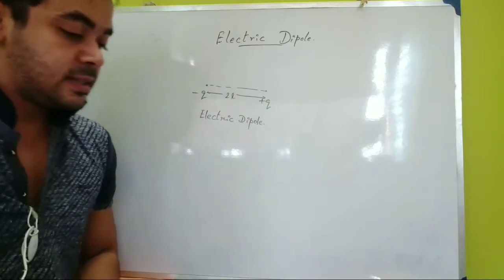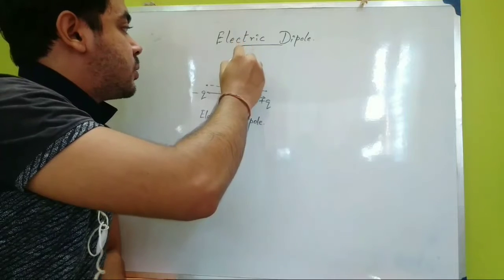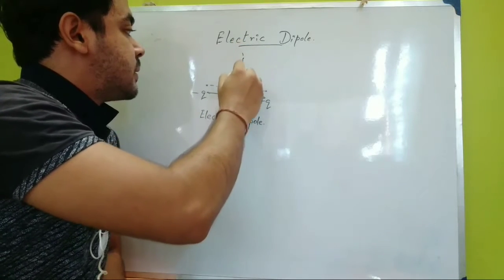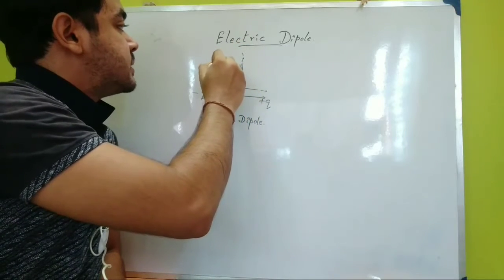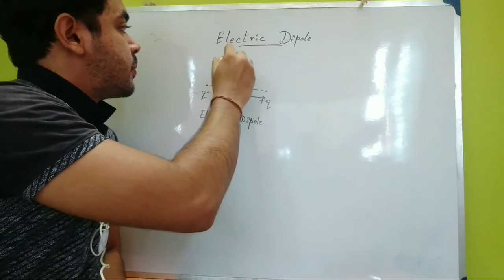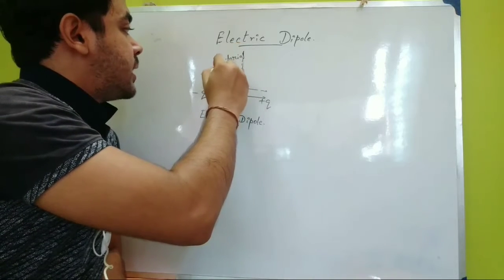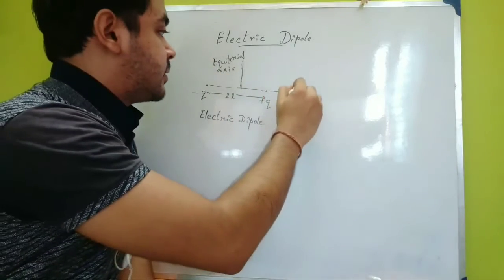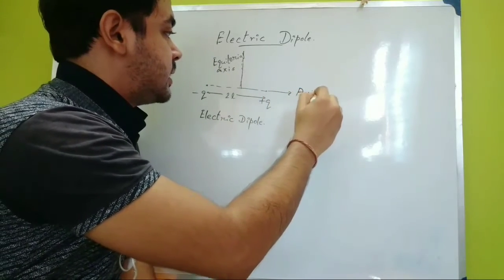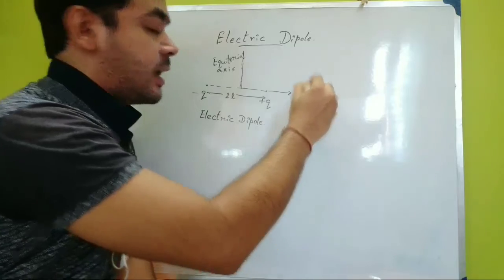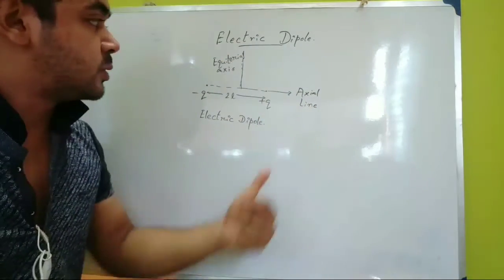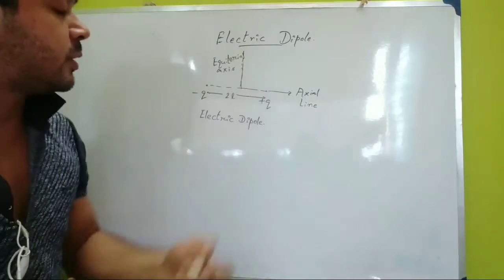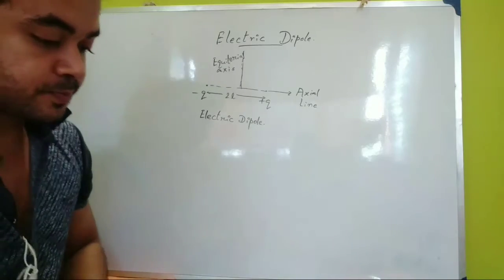This is the equatorial axis, and this is the axial line. So this is the axial line and this is the equatorial axis.